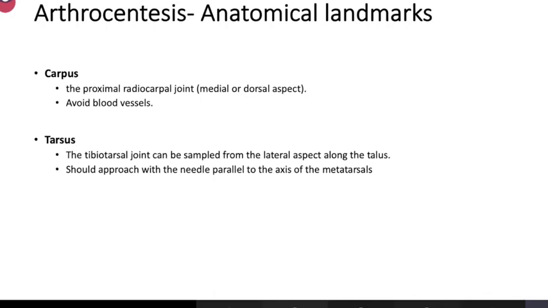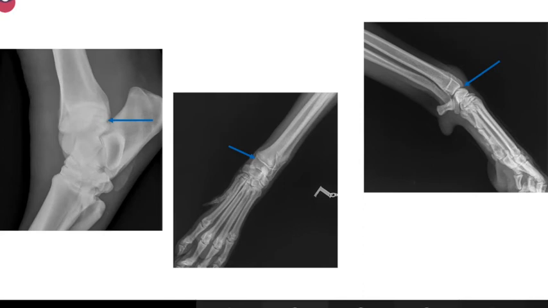You want your needle to be perpendicular to the skin, but it can be parallel to the axis of the metatarsals. And just for reference, there are some pictures of x-rays of where you aim to go in. You can go in along the talus and you'll hit the skin perpendicular with your needle for the tarsus, and then the two of the carpus show where you're aiming for the joint, and often your needle will be perpendicular to the limb as you go into that joint.